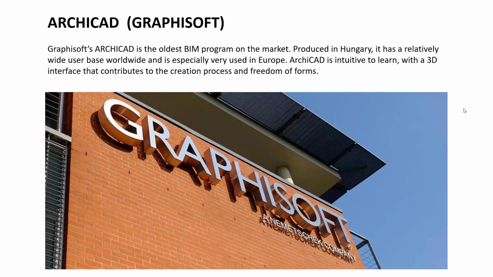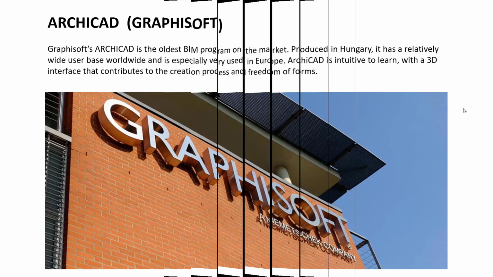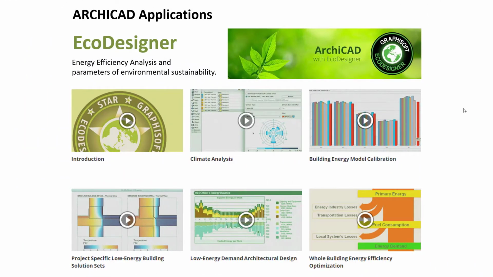Archicad is the oldest BIM software on the market, and, in my opinion, is the best so far. Produced in Hungary by Graphisoft, Archicad is intuitive to learn, with a 3D interface that contributes to the creation process and freedom of forms. There are some applications that previously were sold separately, but now are embedded in Archicad. One of them is the Eco Designer, an energy efficiency analysis application that can be used to improve the performance of sustainable buildings.